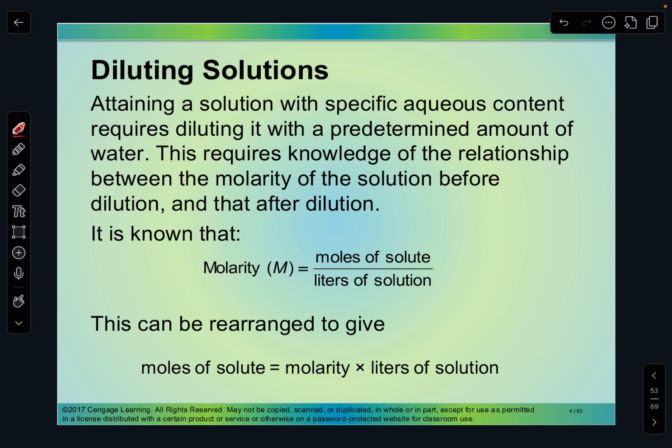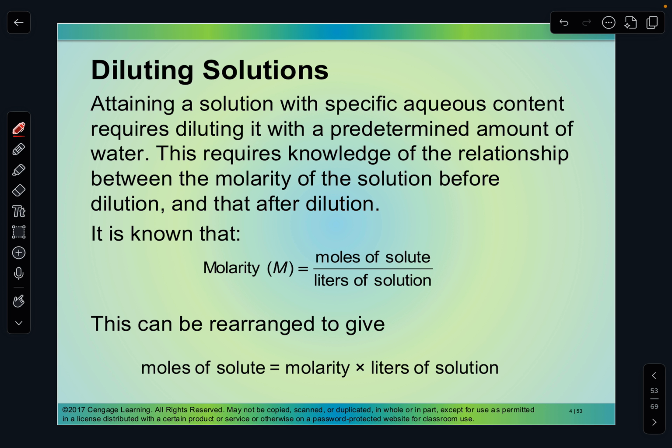And so we can do a lot of math with molarity. One of the things that we can do is a dilution. And so a dilution is when you take a substance and you change the amount of concentration.